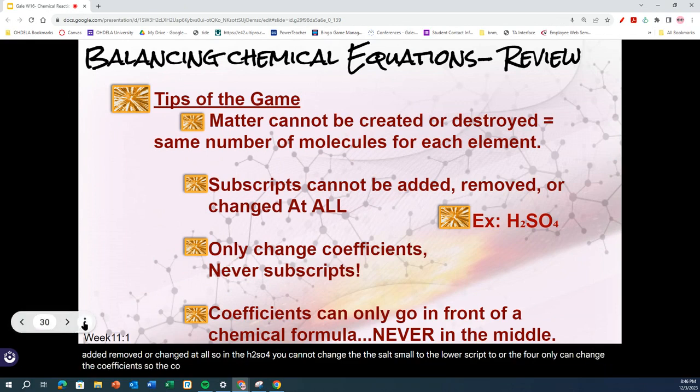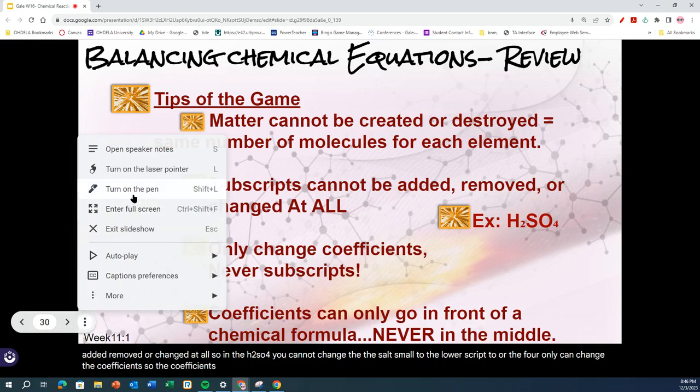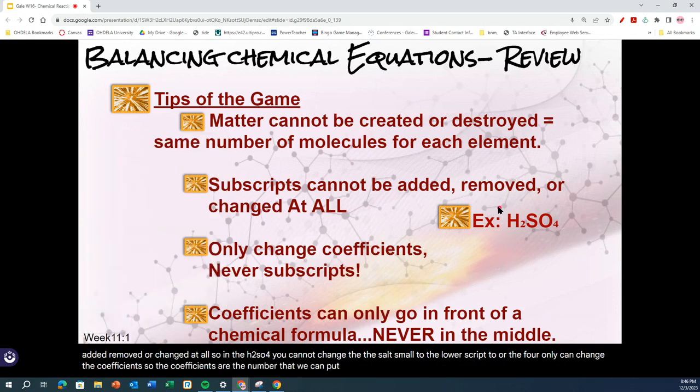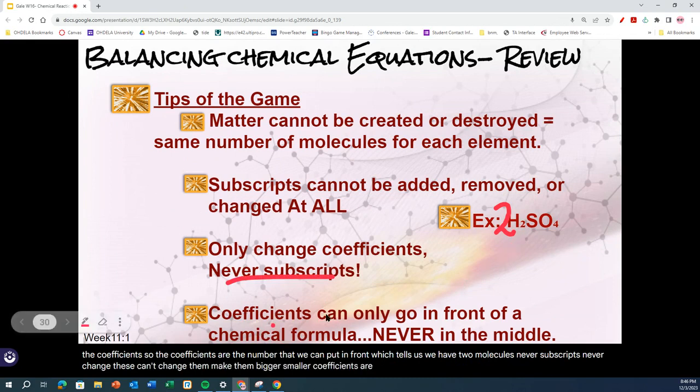So the coefficients are the numbers that we can put in front, which tells us we have 2 molecules. Never change subscripts. You can't change them, make them bigger or smaller. Coefficients go in front, and you can't put a coefficient in the middle.